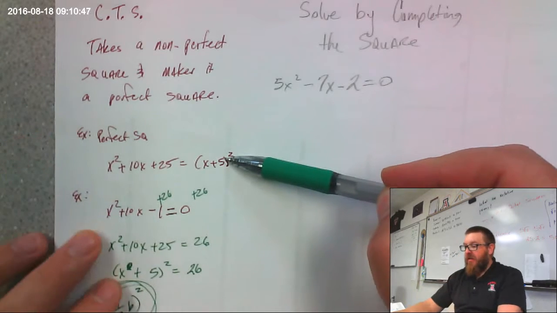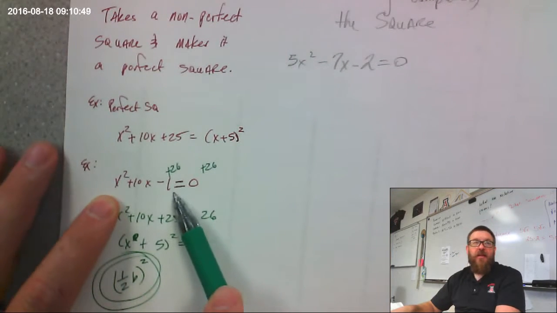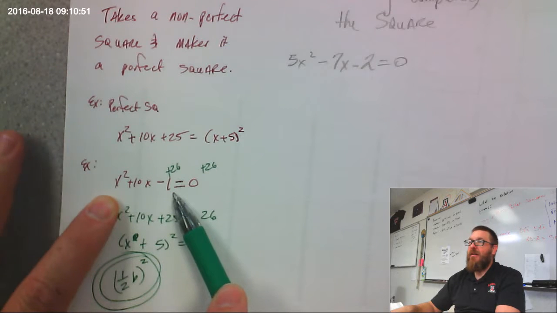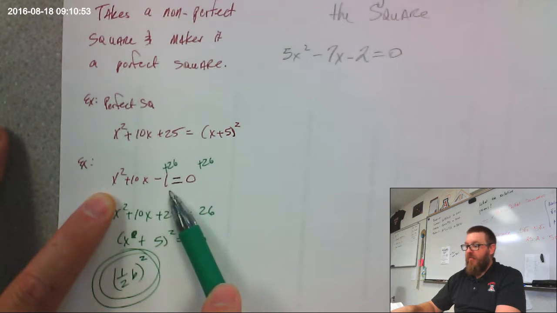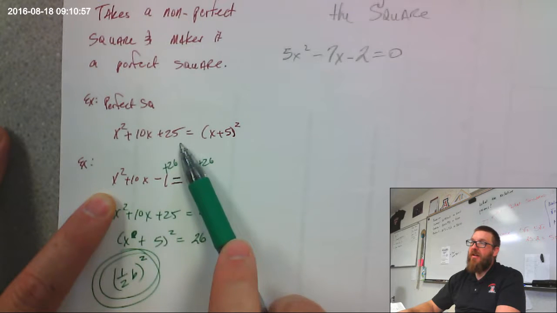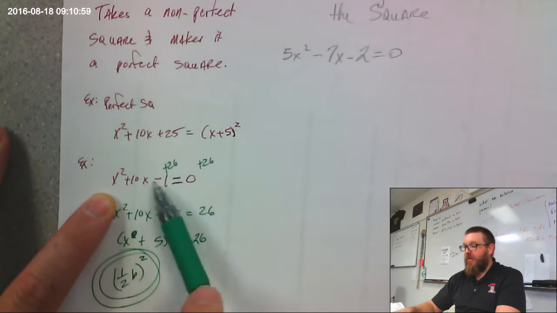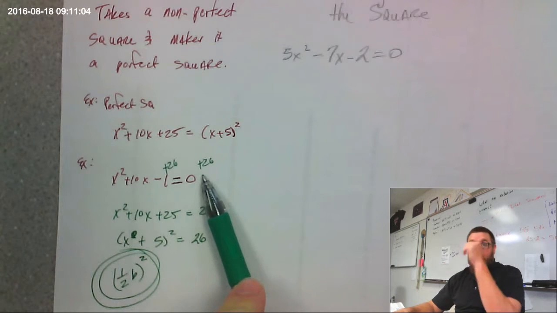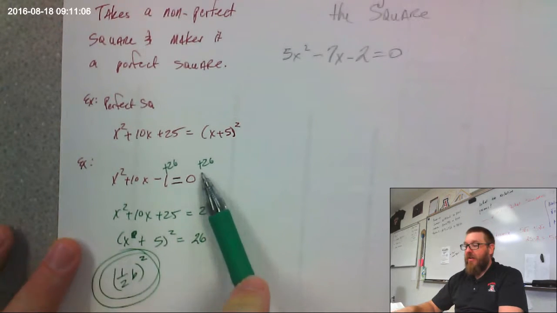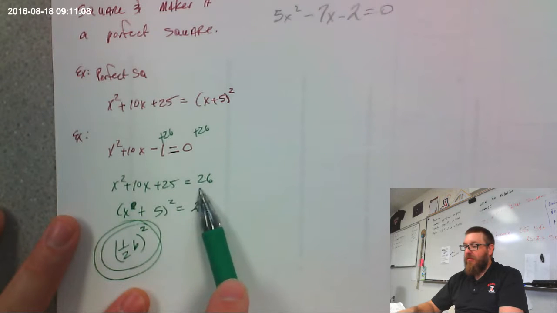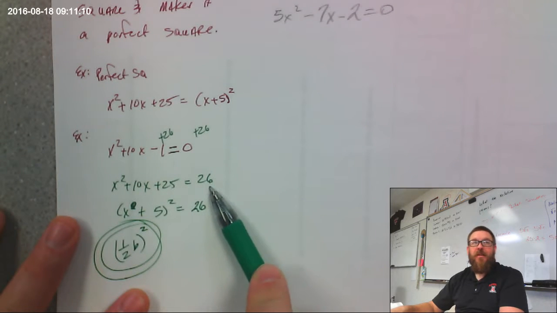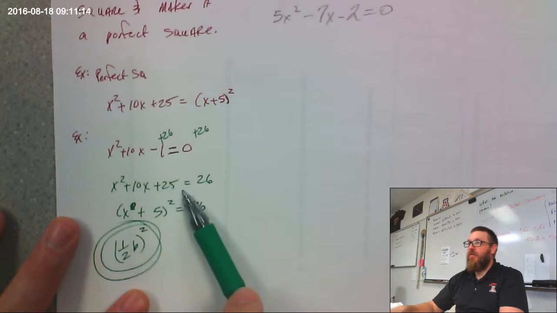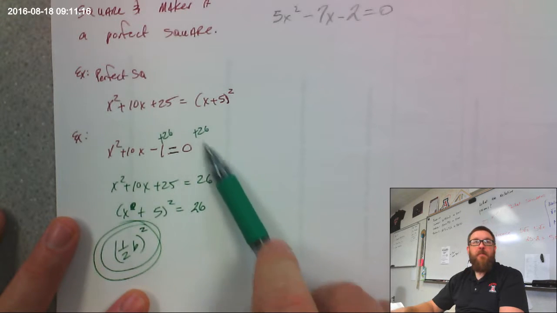Okay. This is not a perfect square, right here in red. But if I added 26 to this negative 1, do you see how it would be this right here? But if I do that to one side, I got to do the same thing to the other, otherwise it wouldn't be equal to itself. So then I'd get x squared plus 10x plus 25 equals 26. You see how I did that?